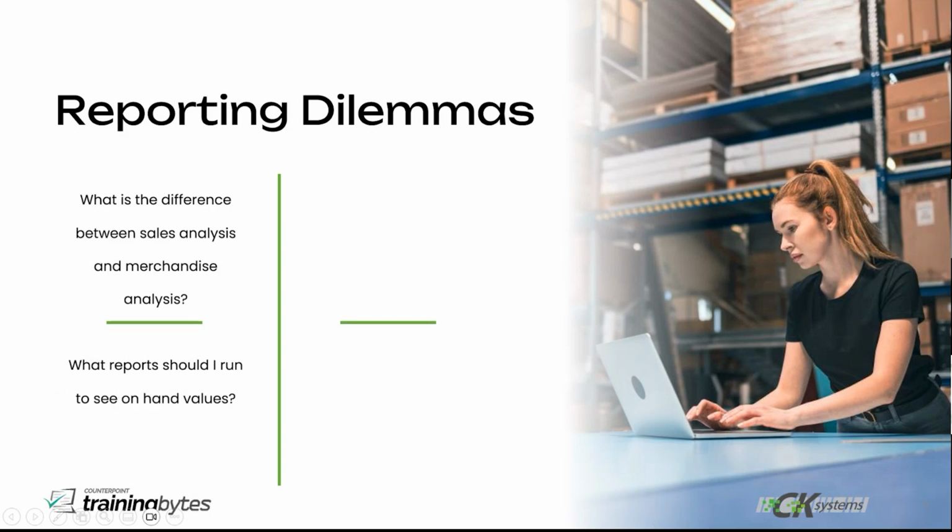I also get a lot of requests to see the value of the inventory in the past and for today. So what reports should you run to see your current on hands and your on hands in the past?